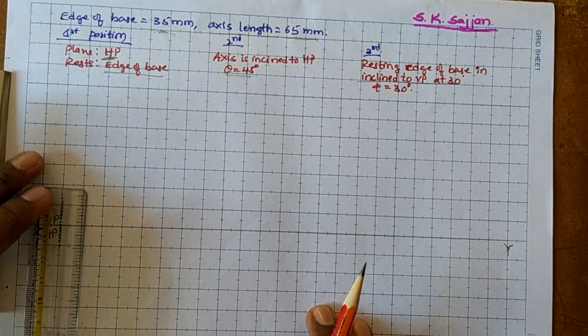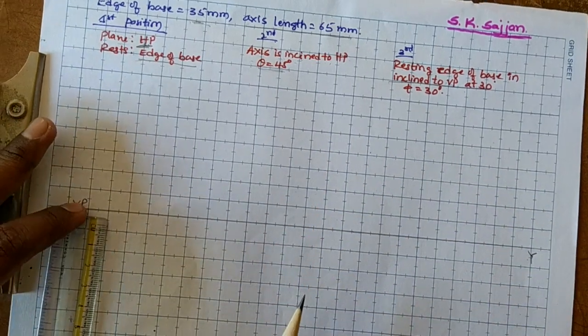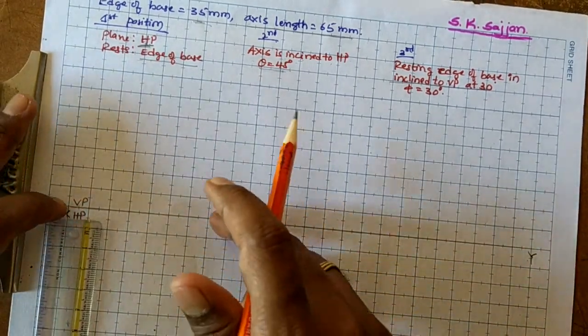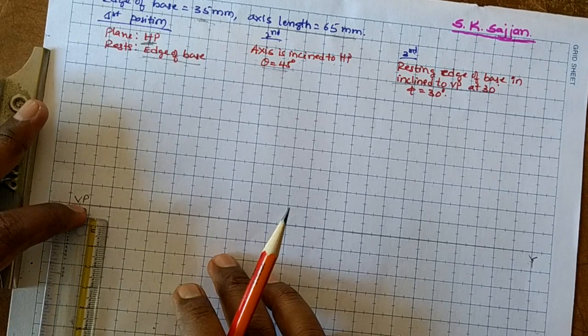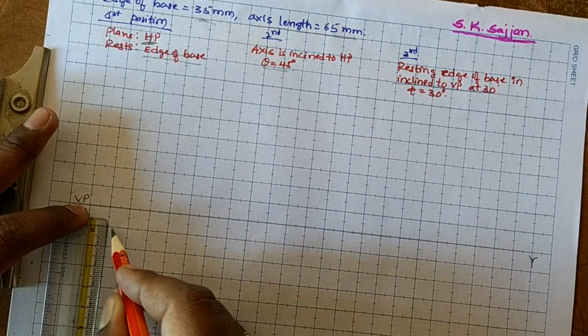Here, I will draw the square as the top view below the XY line. Top view is drawn below the XY line, front view is drawn above the XY line. Okay, top view, 35.